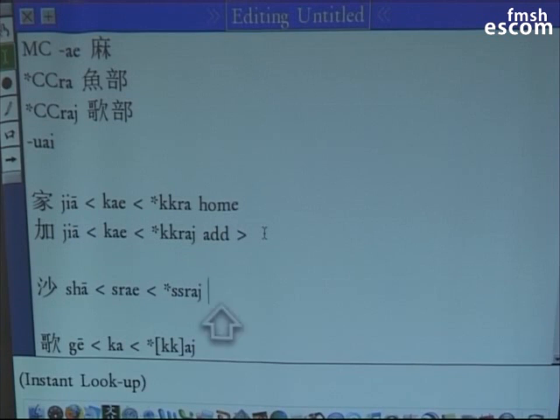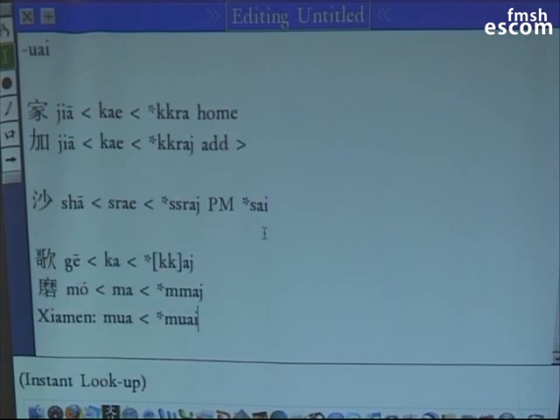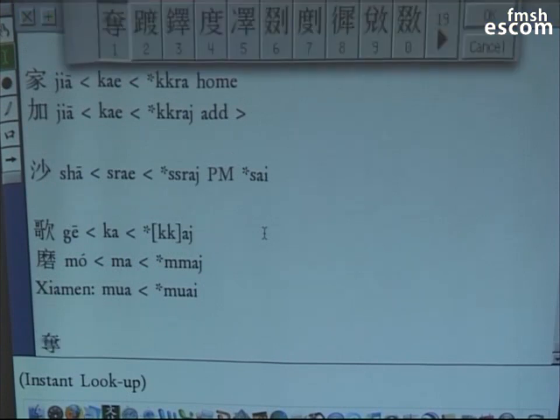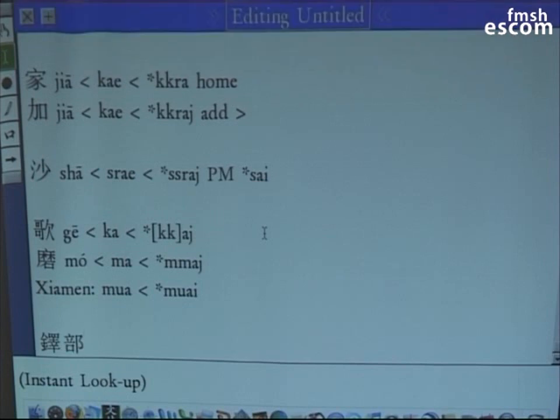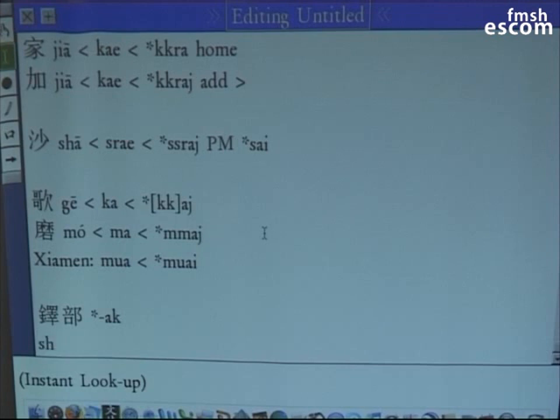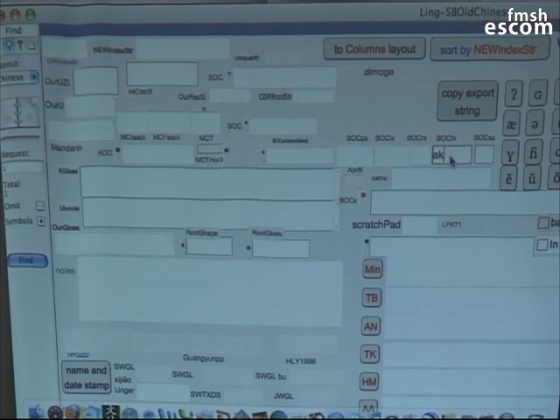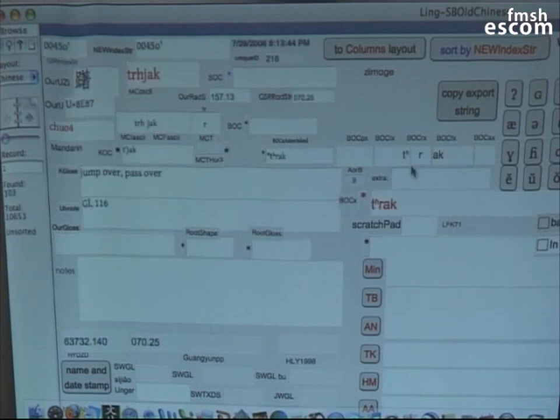And this is proto-Min. Something like... Another example is, well, there's a set of forms. This is in so-called Duobu, which is words ending in -ak. So we have words like, well, let's see. Let's find some. All right, so here's an example of a word: to jump over, pass over.